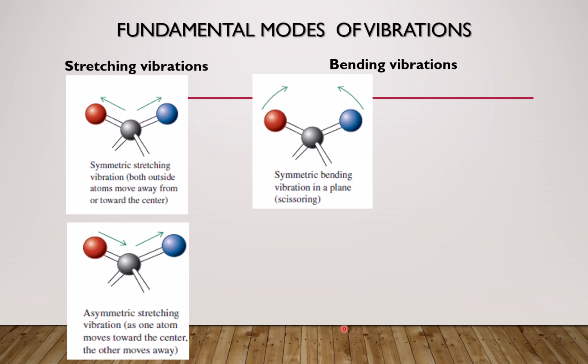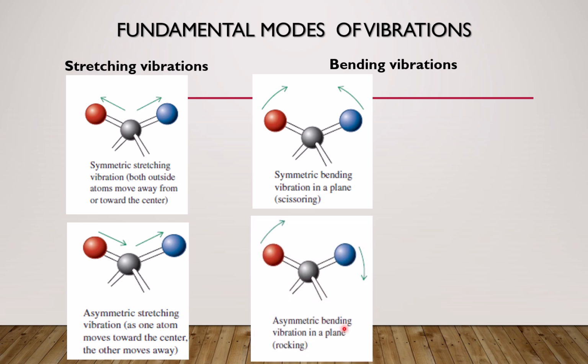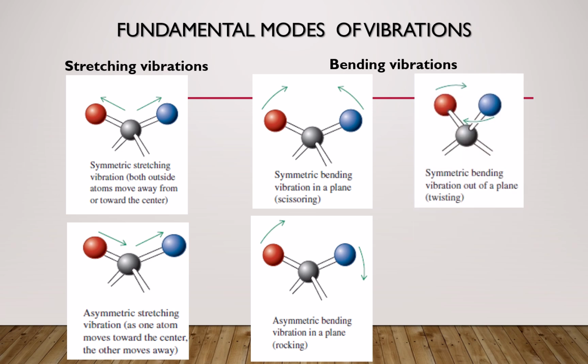Similarly, we can have asymmetric bending vibration. This is also in plane, and is called rocking. One atom moves in this direction and the other moves in this direction, in a counterclockwise manner for one and a clockwise manner for the other. This is called rocking vibration. Both scissoring and rocking bending vibrations are in-plane vibrations, where all atoms are in the plane.